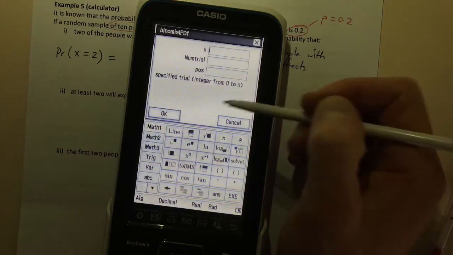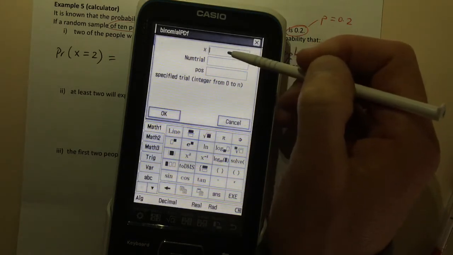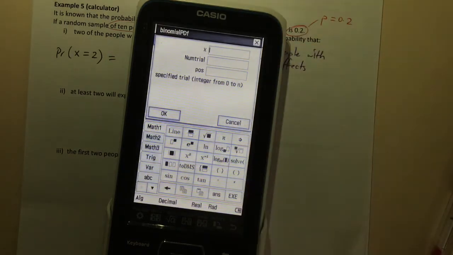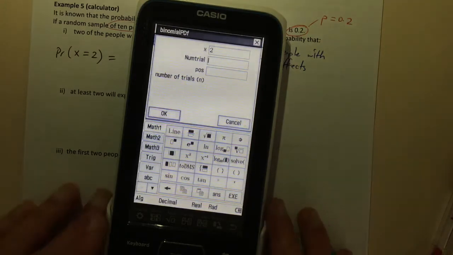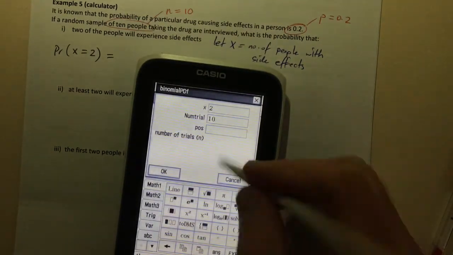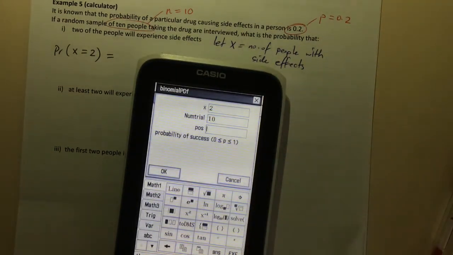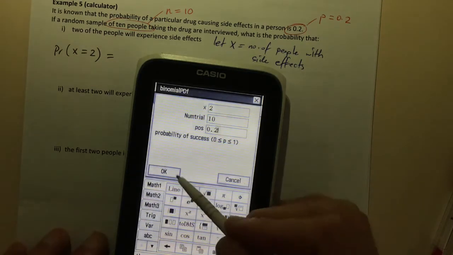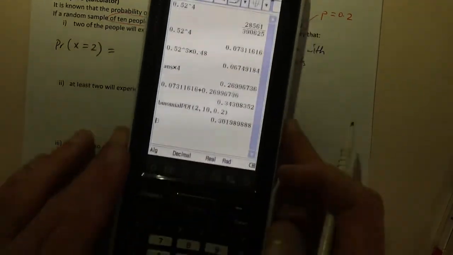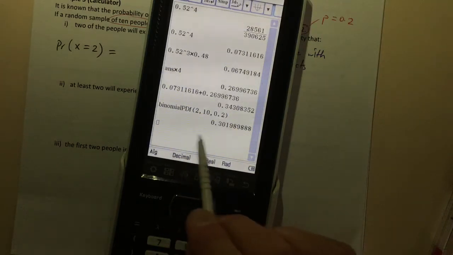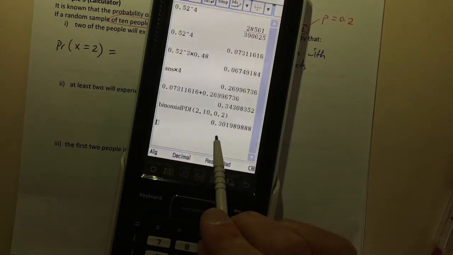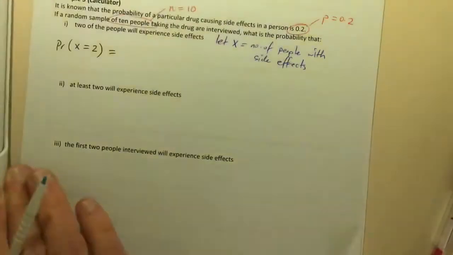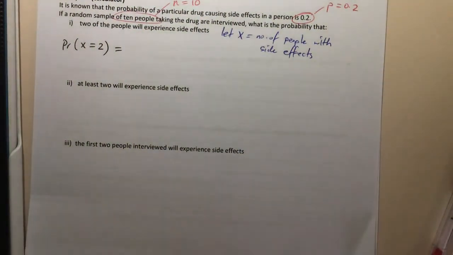So in this menu here, you get a button or a section to push for x, which is the number of successes that we want, which is 2. Num trial, as you'd expect, means the number of trials, which in this question was 10. And POS means probability of success, which is 0.2 for this question. And we get our calculation. So the probability of getting 2 successes out of 10, when the probability of success is 0.2, is equal to 0.3019, and so on.